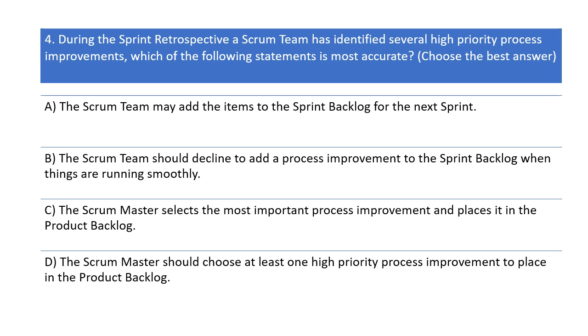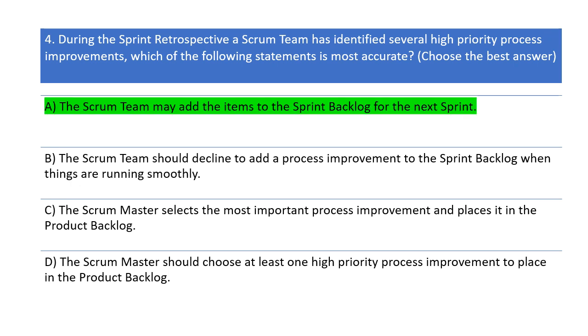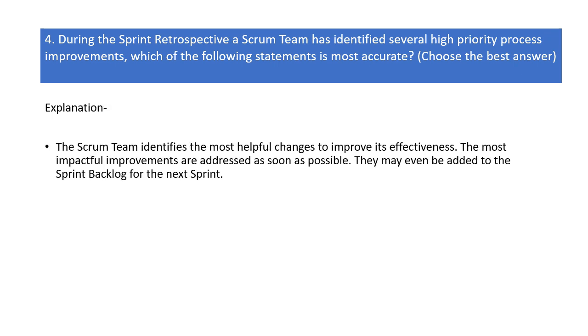Let me know what option you have chosen. You can see the right answer on the screen. It is option A. Let us see why the answer is option A. The Scrum team identifies the most helpful changes to improve its effectiveness. The most impactful improvements are addressed as soon as possible. They may even be added to the sprint backlog for the next sprint.